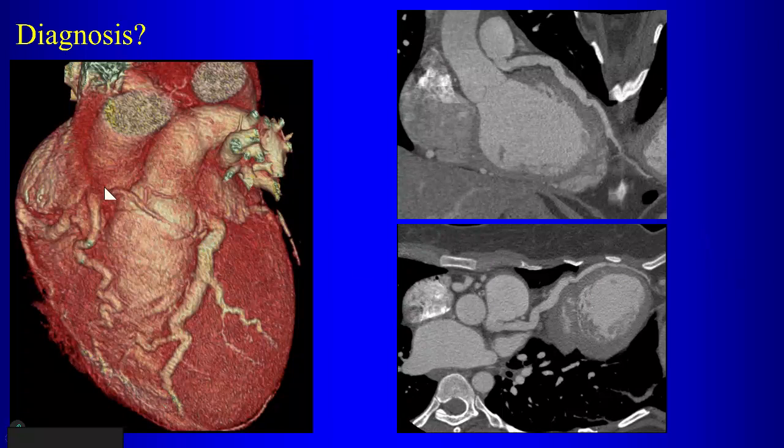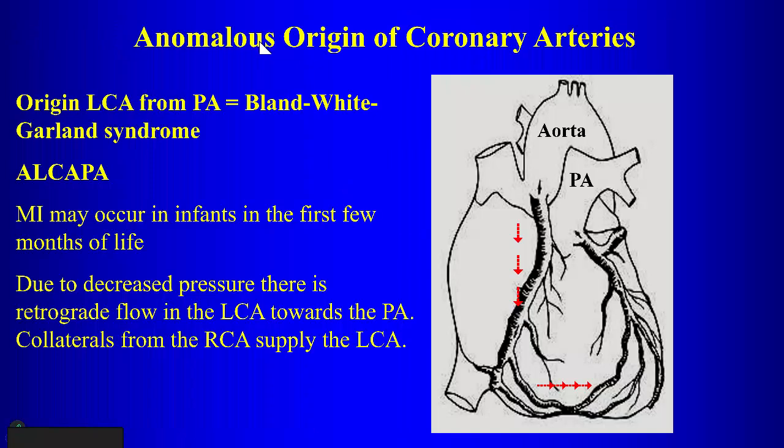You see a nice collateral here actually going across. What do we call this? Something circular, or... Well, so what vessel is that that's going across? So the circle of Vieussens, right? So this is the conus branch. Right. So the conus branch here, you can see that, the circle of Vieussens in this case, acting as a collateral. So this is also called Bland-White-Garland syndrome, or ALCAPA.